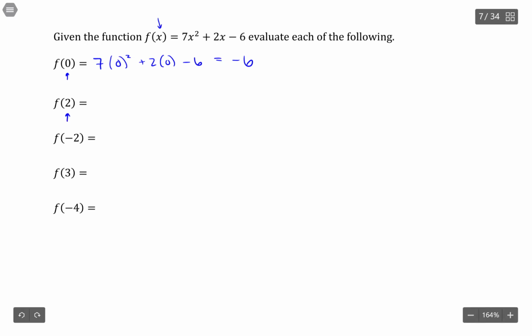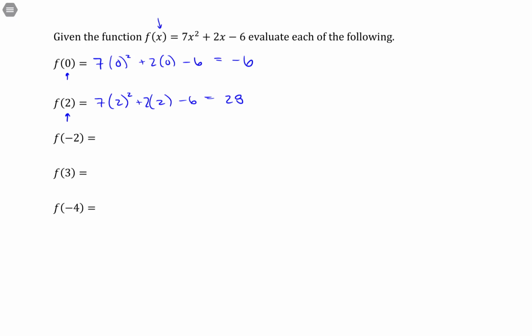In the second one, I have a positive 2. When I replace positive 2 here, I've got to do the same in the rest of the function. So I change all of my x's to the value positive 2. And then I just evaluate. So 7 times 4 would be 28. And I missed a 2 there. Sorry, 2 times 2. Plus 4 minus 6. 28 plus 4 is 32. 32 minus 6 is 26.